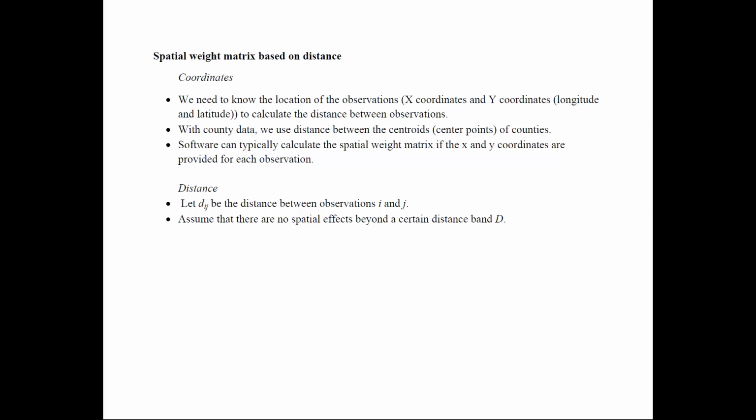Let's call dij the distance between observations i and j, and we would assume that there are no spatial effects beyond a certain distance band, capital D. Imagine, for example, that we have a big state and we say land values depend on each other if these counties are close, but anything over 200 miles becomes irrelevant. Basically, it's not going to affect each other.